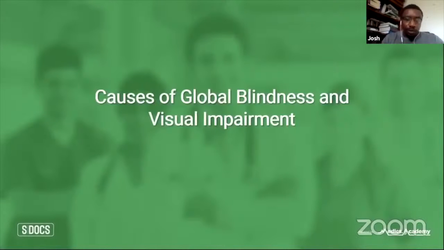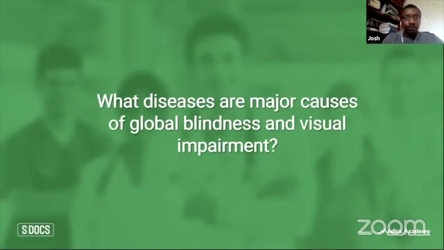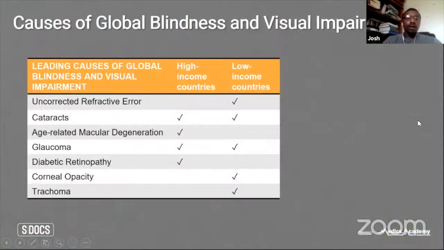So now we'll just look at some of the causes of global blindness and visual impairment. And again, I'd like you to think about what diseases are major causes of global blindness and visual impairment. So I'll give you 10, 15 seconds just to have a quick think about what some of these diseases might be. I should have warned you that I was about to click off the slide there, but hopefully you did think of some of the answers to that, and they might be on this slide right now.